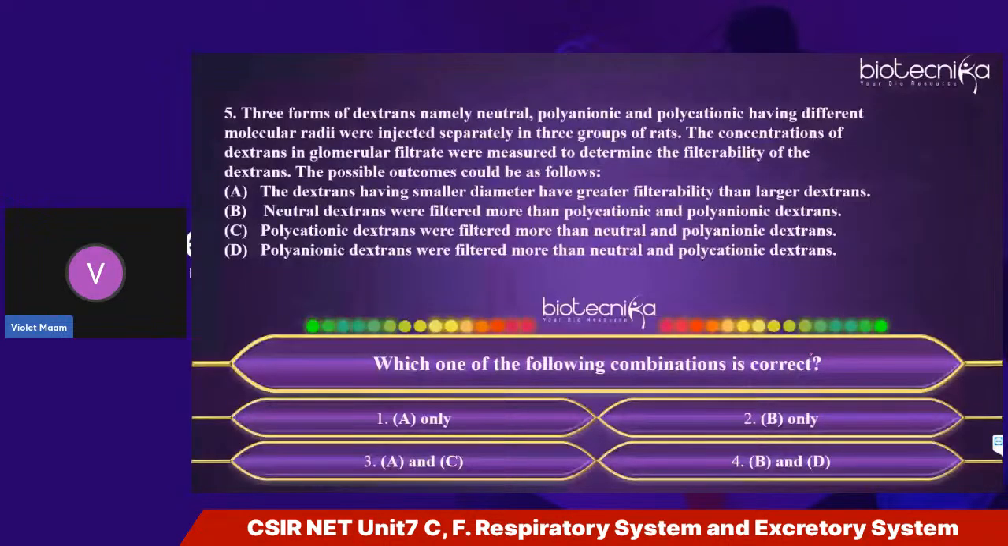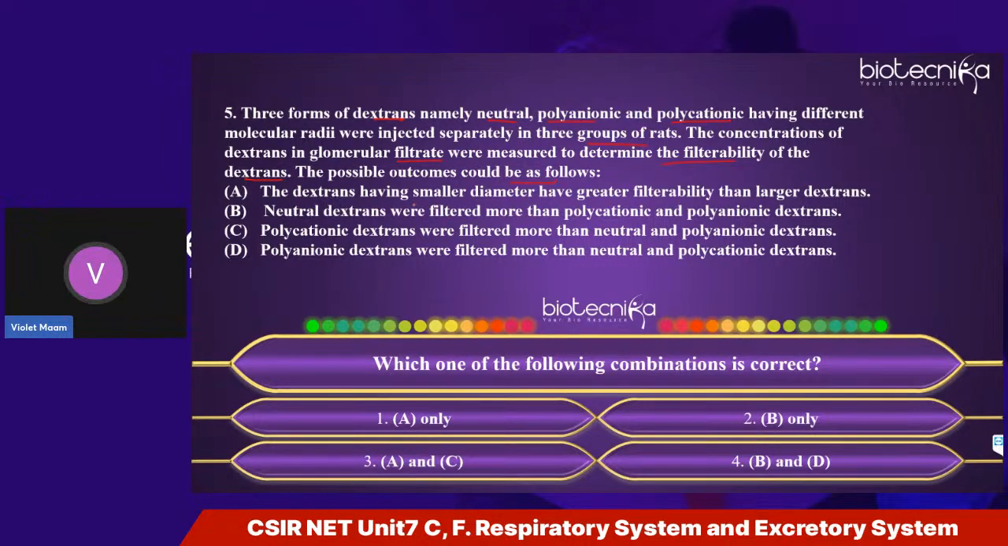Okay, so let's move on to the next question. It's related to the excretory system. Three forms of dextrins, namely neutral, polyanionic, and polycationic, having different molecular radii, were injected separately in three groups of rats. The concentrations of dextrins in glomerular filtrate were measured to determine the filtrability of the dextrins. The possible outcomes could be as follows.